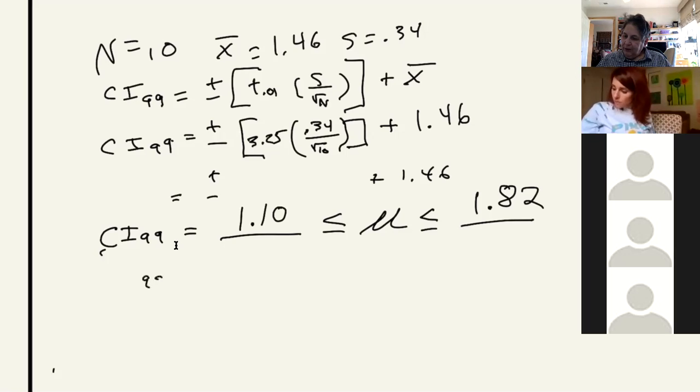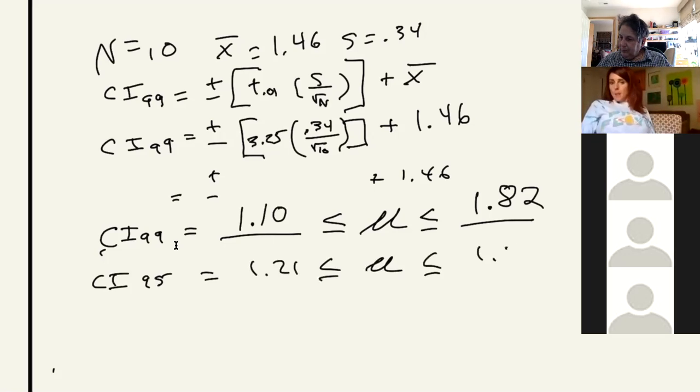So 95% was 1.21 less than or equal to mu less than or equal to 1.71. Okay, let's just look at the difference and understand this. If you want to be 95% sure that the population of EC students' mean is captured by your data, then you can say that their mean is between 1.21 and 1.71. But let's say that instead we want to be 99% sure. For some reason, doesn't matter. Notice that the range has to expand.